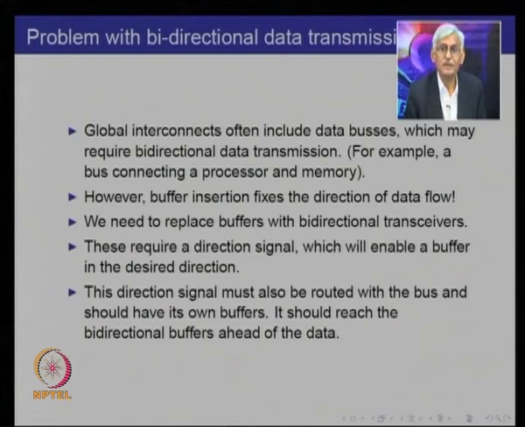Also, this control signal must not be slower than the data. In fact, it should be faster than the data so that the direction of the transceiver is set before the data arrives. That means this wire must also be buffered. If it is unidirectional, there is no problem, but if it is also bidirectional, we have major headaches here because then we need to decide how to set the direction of the buffers which convey the control signal. So that means bidirectional buffer inserted wires are extremely complicated to design.